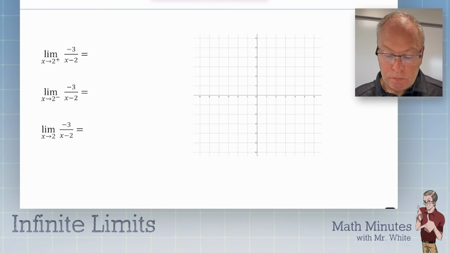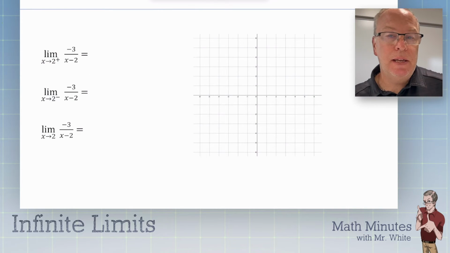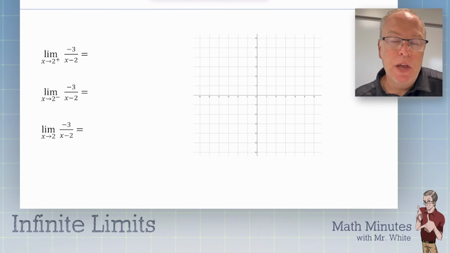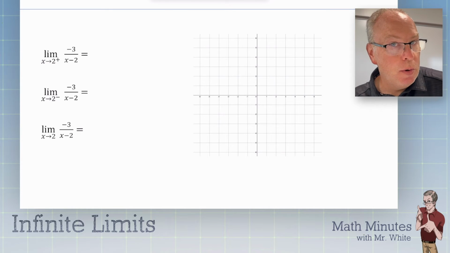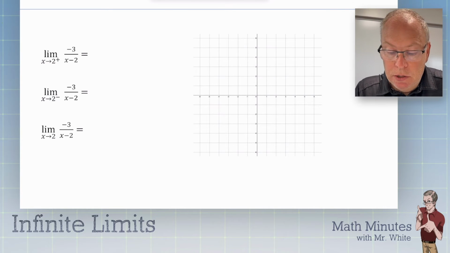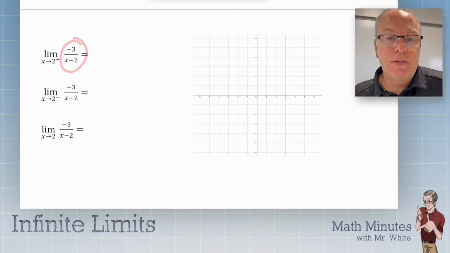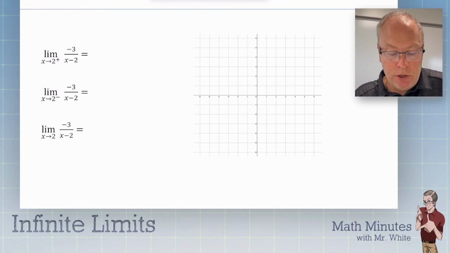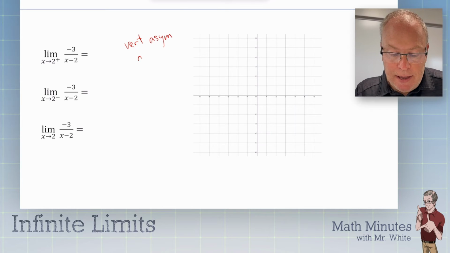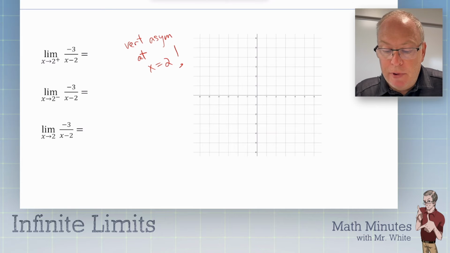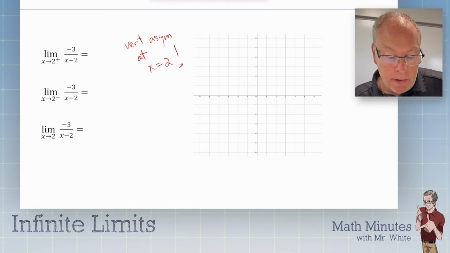Okay. What about this one? This time I didn't give you the graph, so let's think about this. Do you remember back in Algebra 2 and also Pre-Cal, you learned something. What did you learn about expressions like this, negative 3 over x minus 2, specifically that denominator? Well, there is a vertical asymptote at x equals 2. You should recognize that from your work in algebra and pre-cal.